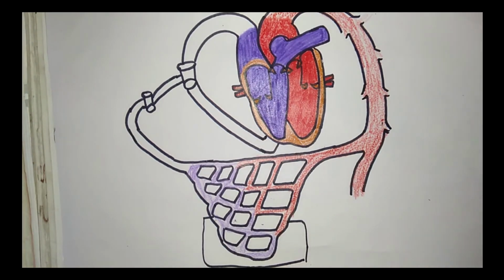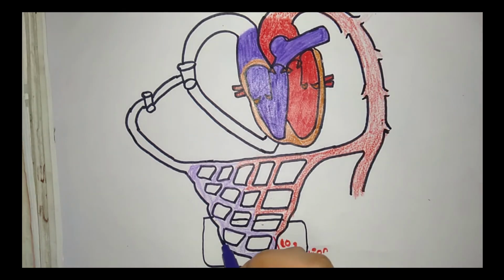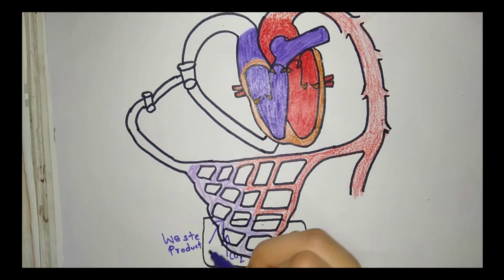The capillaries are very small blood vessels which allow the exchange of gases, nutrients and waste products between the blood and the tissue cells. So oxygen will be supplied to the tissues through the capillaries, and nutrition will be supplied from the capillaries to the tissues. From the tissues, carbon dioxide will be excreted, and other waste products will go from the tissues towards the capillaries.